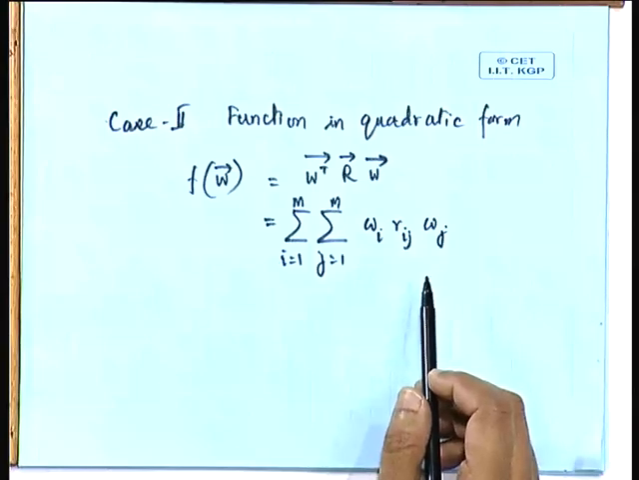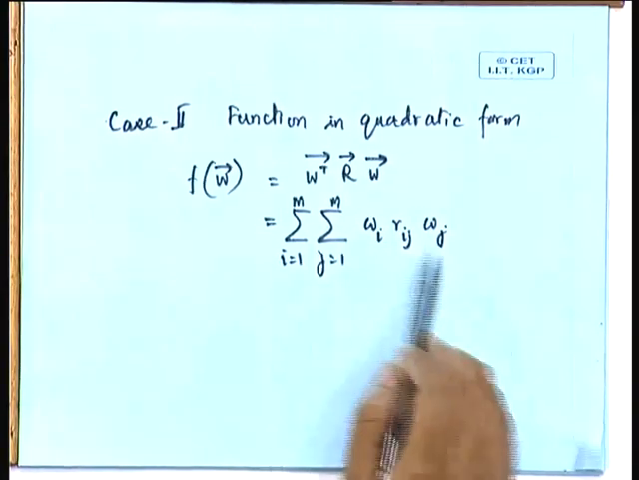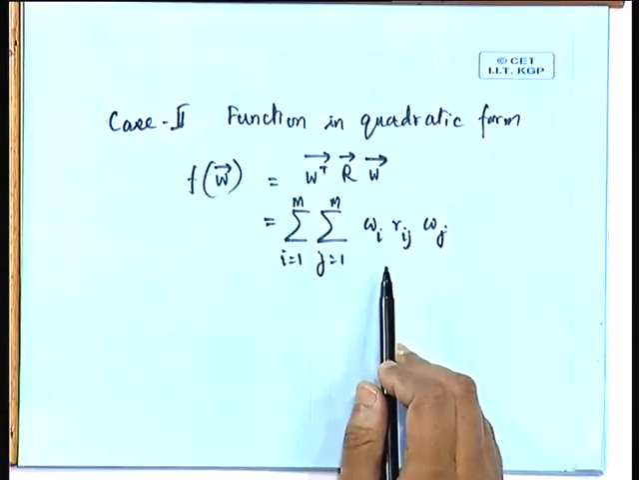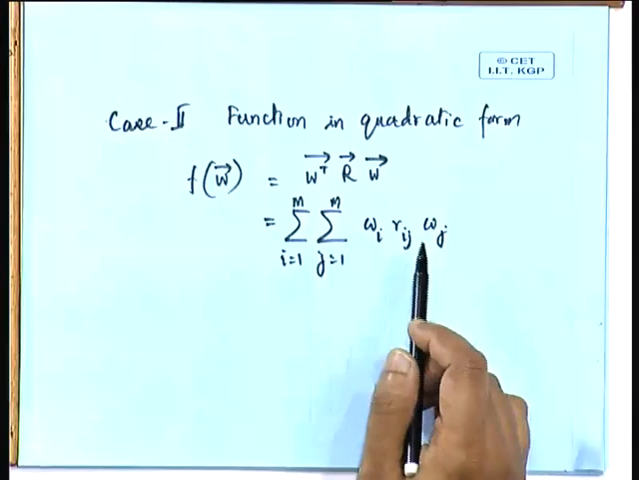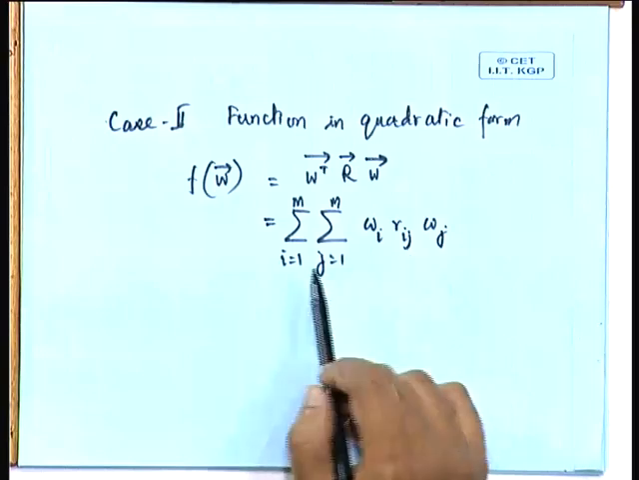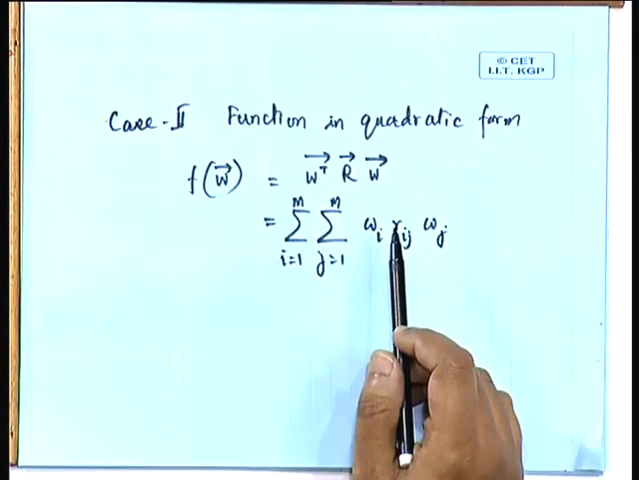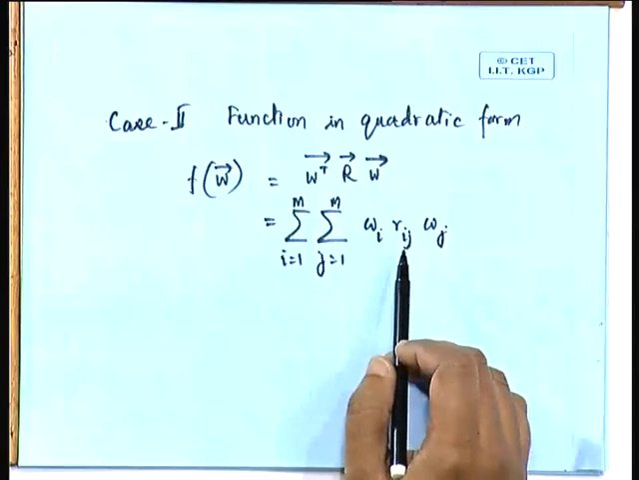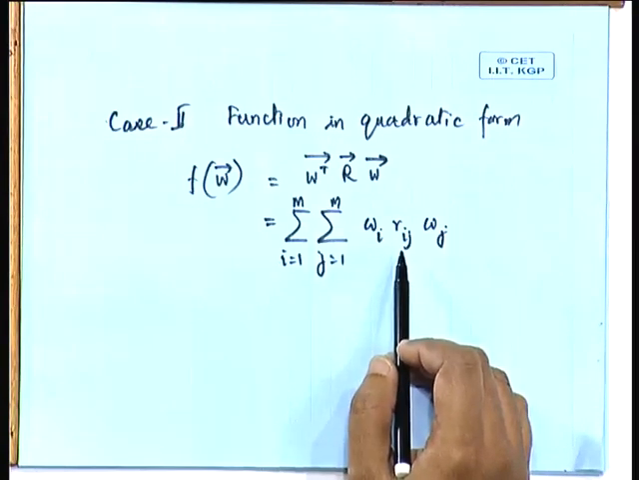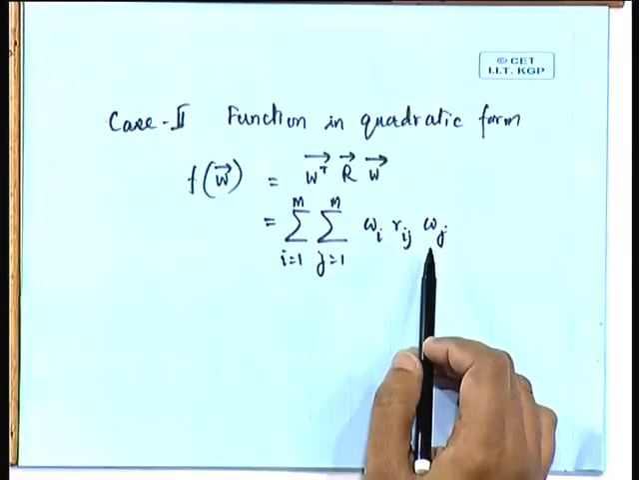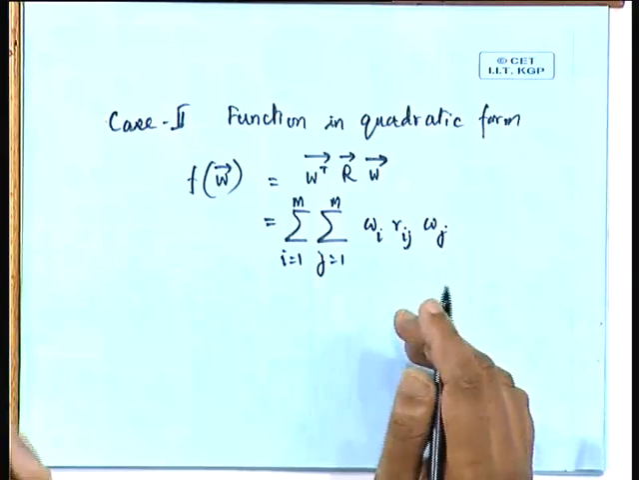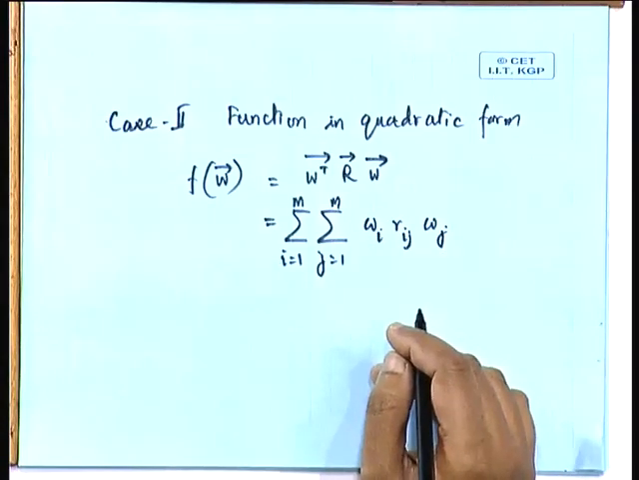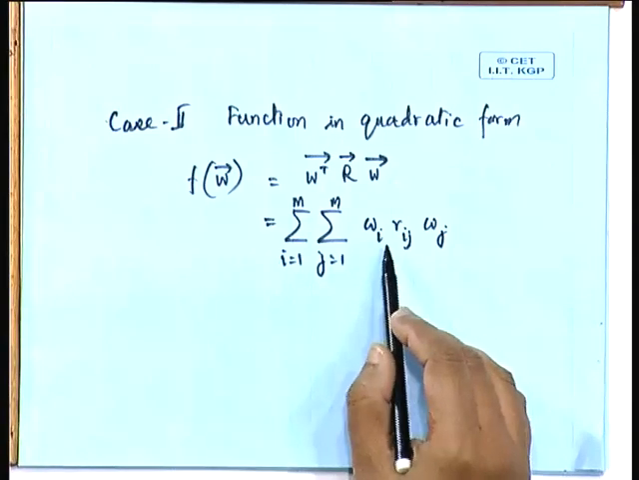If you investigate this expression, you can see that when we have i equal to j, that means all the terms where i and j become the same, there will be effectively m square number of summations, isn't it? So, for i equal to j, there will be all these squared terms, I mean Wi square Rii, those type of terms. That means taking the diagonal elements of the R matrix, whereas all the other terms will be of this nature Wi Rij Wj.